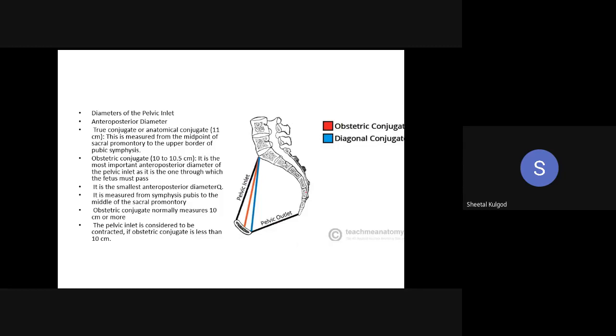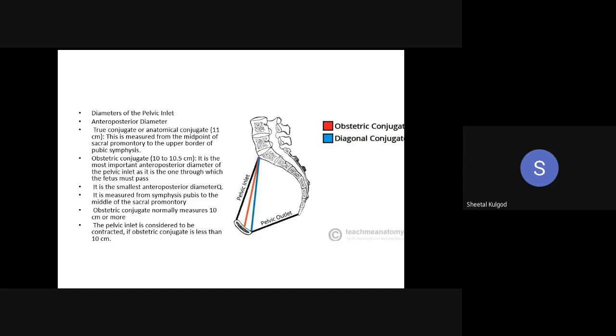Now, other things you have to remember in the pelvis are all the diameters of the pelvis. That is the diameters in the inlet, mid cavity, as well as the outlet. The diameters of the pelvic inlet can be divided mainly into anterior posterior diameters as well as transverse diameters. In the anterior posterior diameters, there are three important diameters you have to remember: the true conjugate, which is also called the anatomical conjugate, the obstetric conjugate, and the diagonal conjugate. Let us understand what they are.